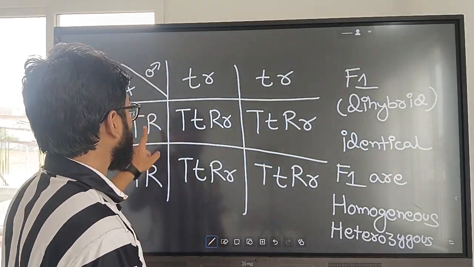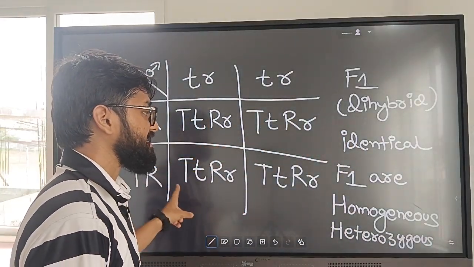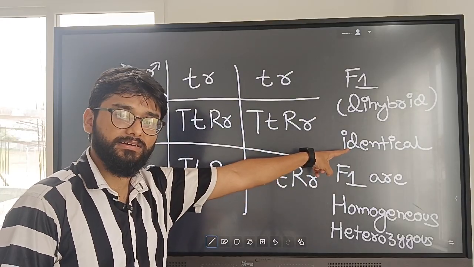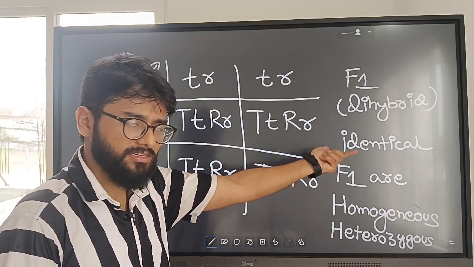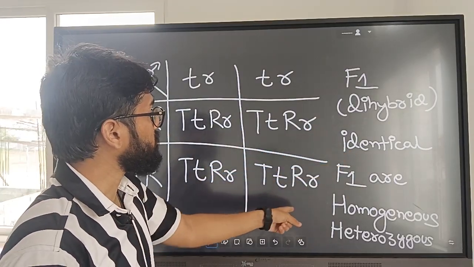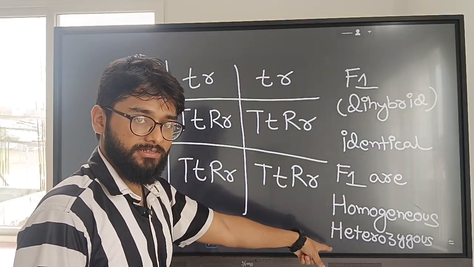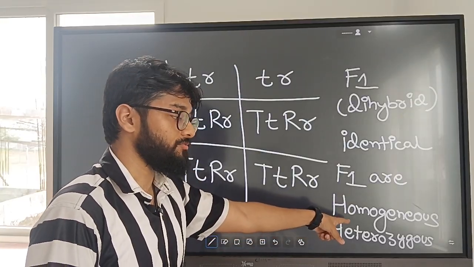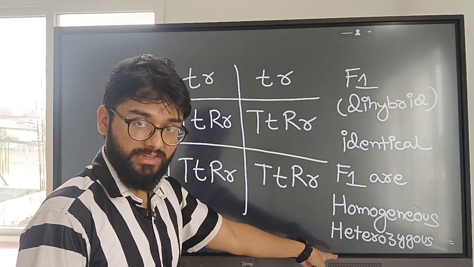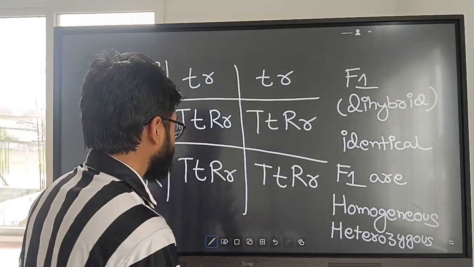All these are genetically similar, identical. Similar, identical, it's the same thing. But all of these are heterozygous in nature. They may be homogeneous, but they are heterozygous in nature.